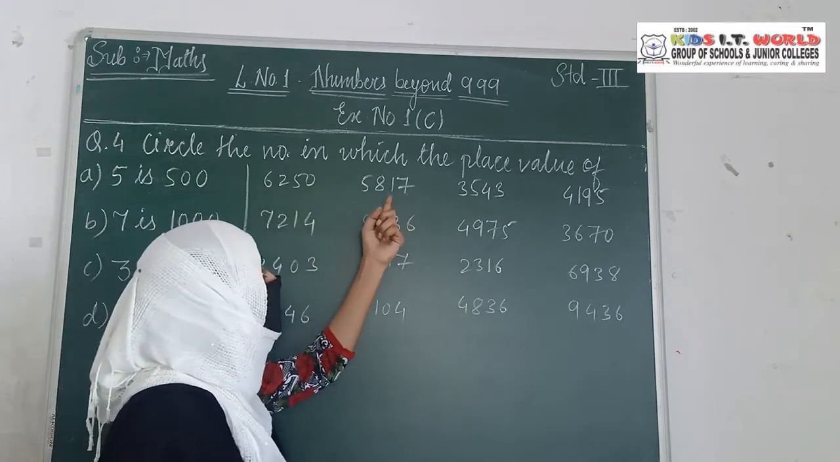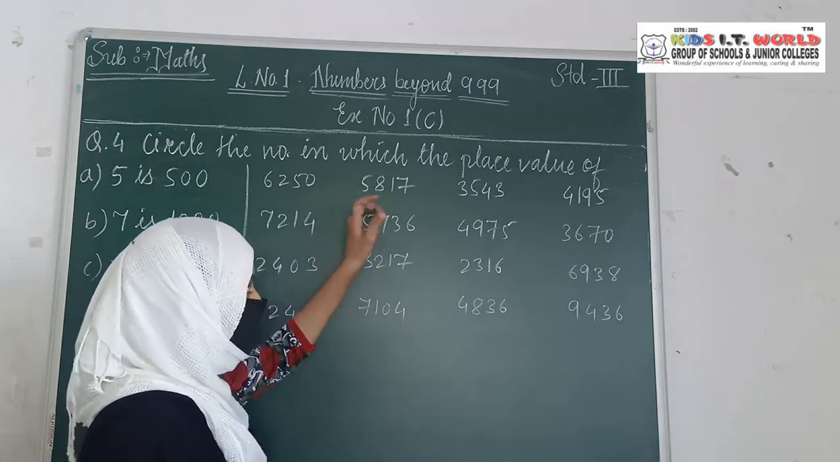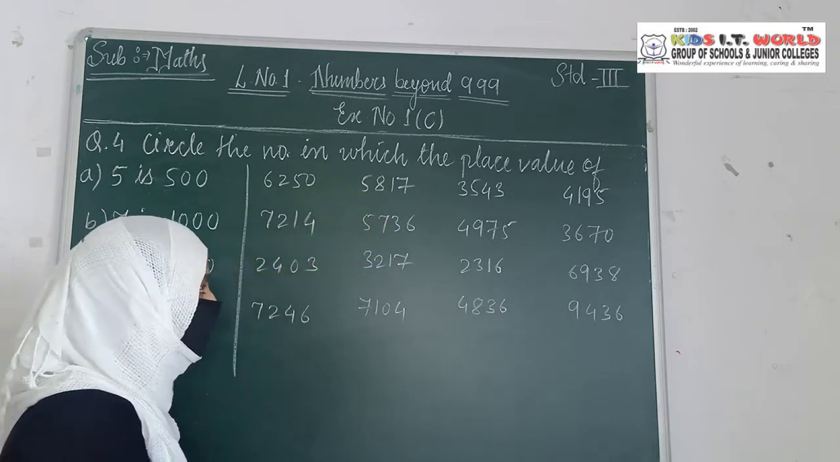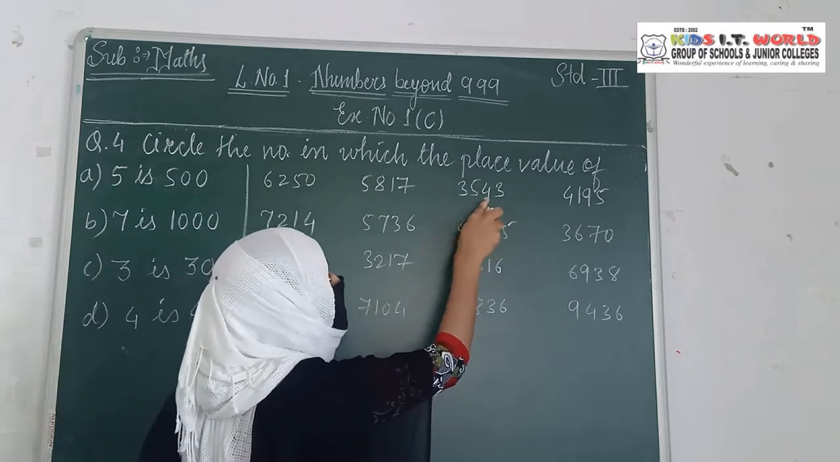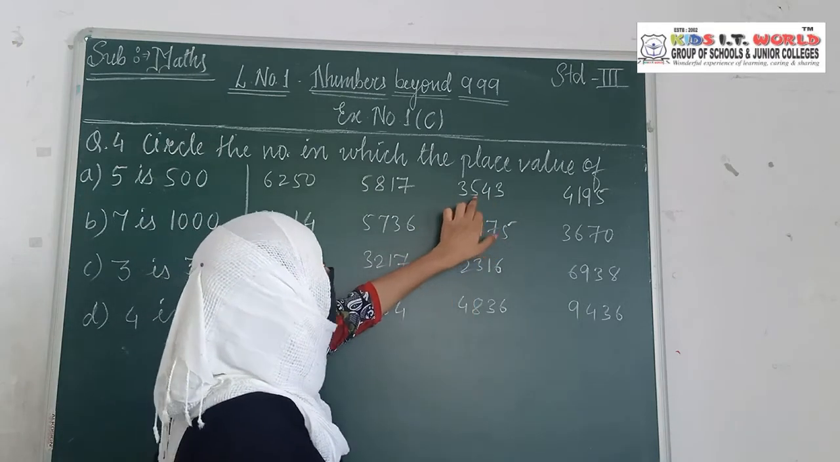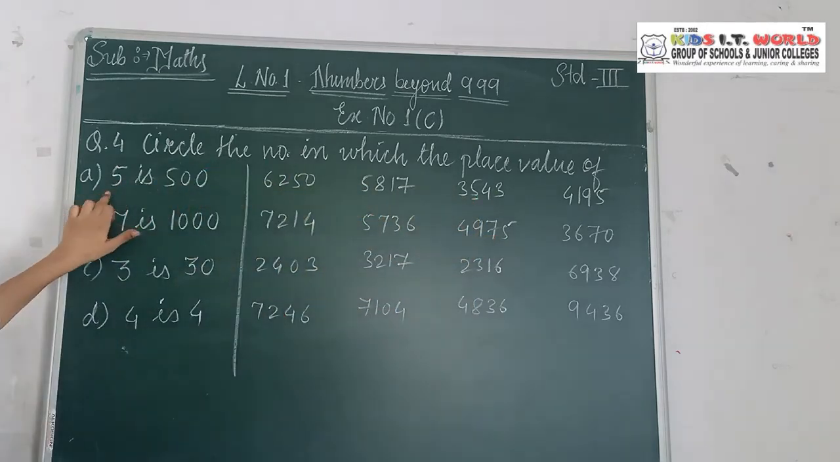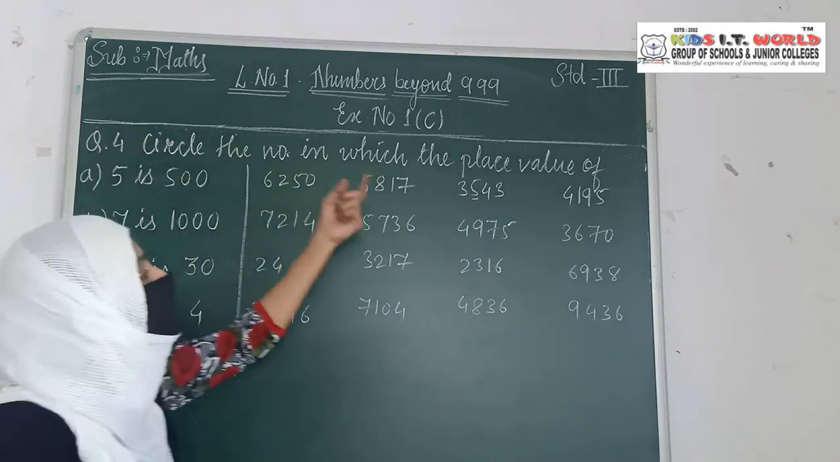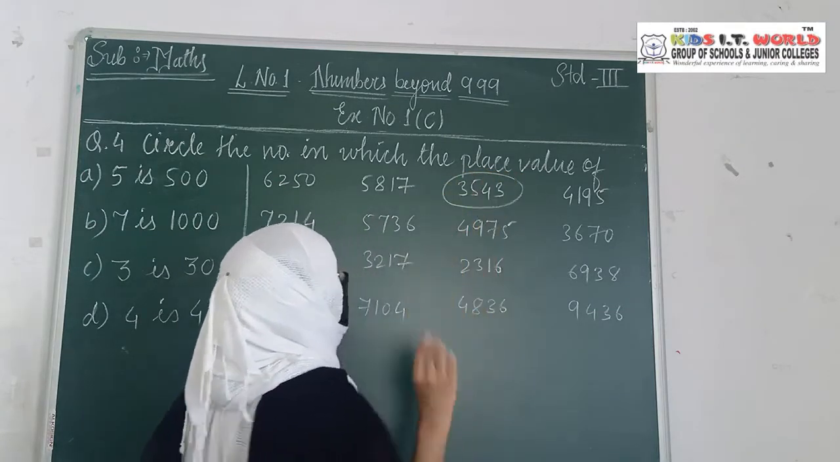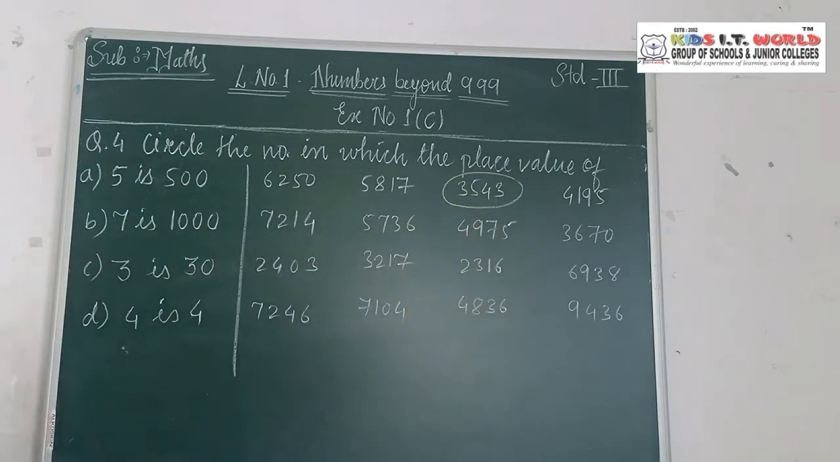Next, ones, tens, hundreds and thousands. So here 5 stays at the thousands place, so it's also not suitable. It's ones, tens, hundreds. Here 5 lies at the hundreds position, which we want. So this one is matchable. Whatever the correct answer is, you have to circle that answer in this way with the pencil.